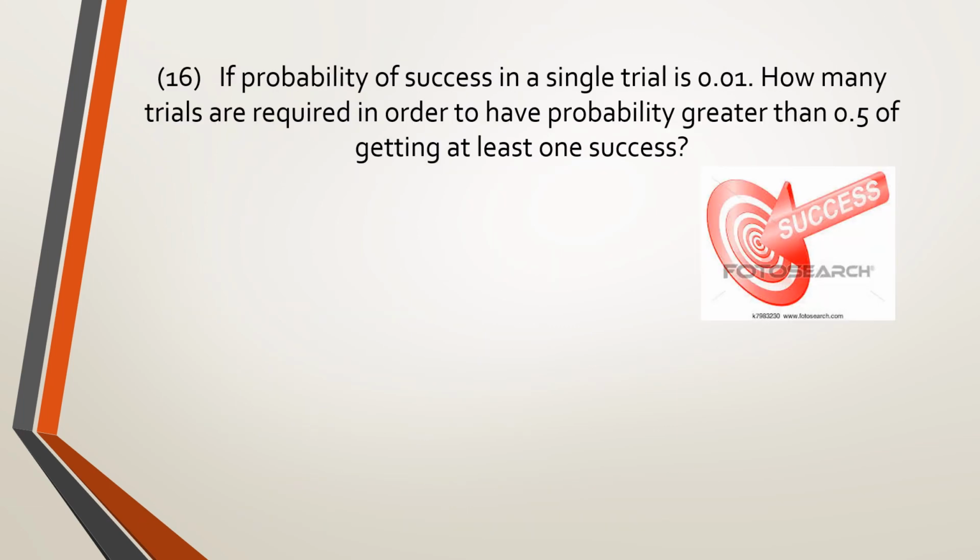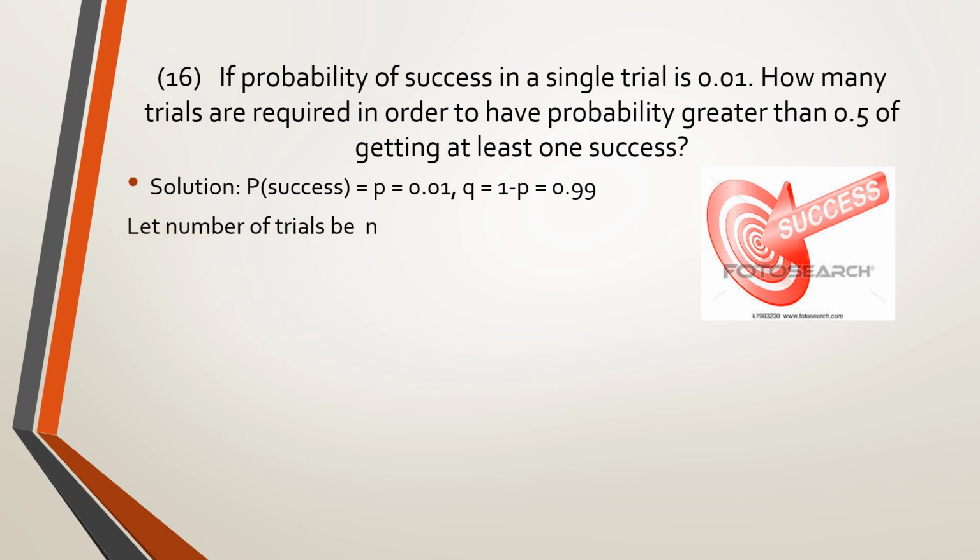The probability of success in a single trial is 0.01. How many trials are required in order to have probability greater than 0.5 of getting at least one success? Now see here, we are not given what a trial is. We are given only the probability of success, that is P is 0.01. So immediately we calculate Q, that is 0.99. We are not given the value of N, so let the number of trials be N.